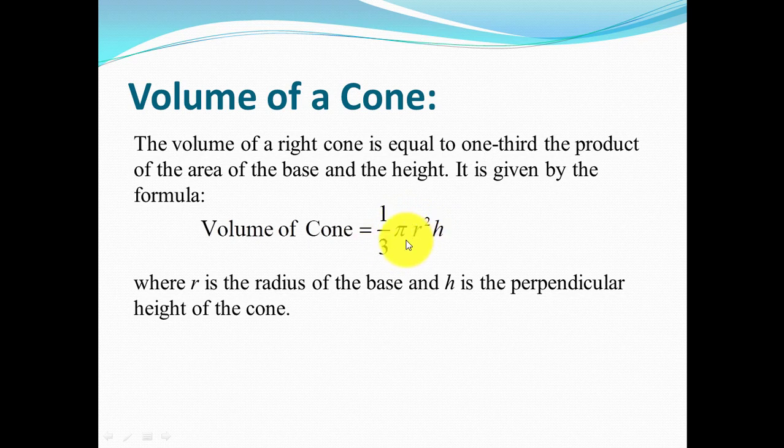So the area of base is pi r square, and the height is denoted by h. So this is the 1/3 part of the product of the area of base, which is pi r square, and the height h, where r is the radius of the base and h is the perpendicular height of the cone. This is the formula through which we can determine the volume of the cone: 1/3 pi r square h.